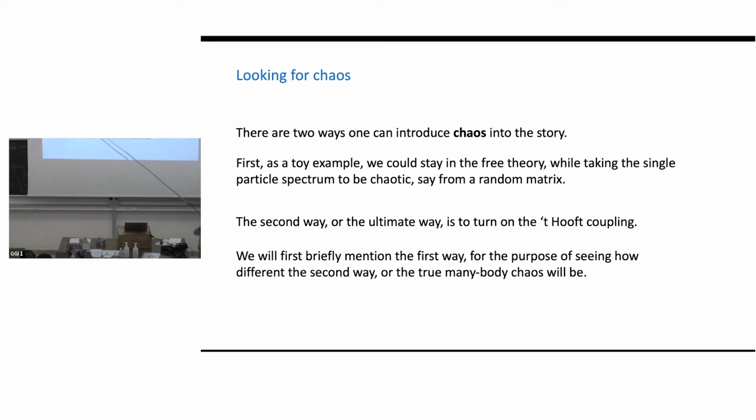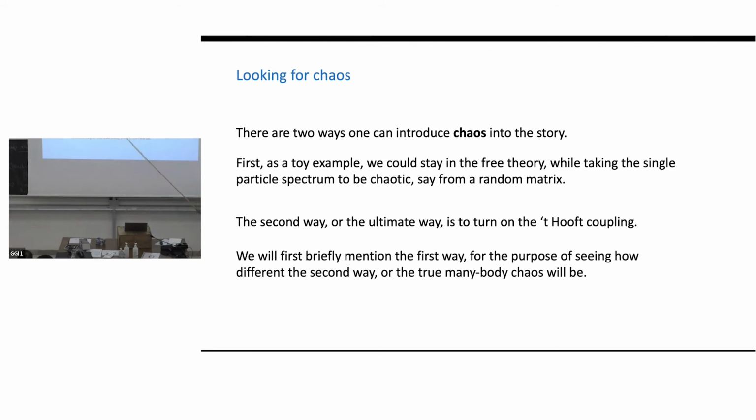So there are actually two ways that you can think of to add in the chaos. First, as a toy example, we could stay in the free theory, while we play a game and take the single particle spectrum to be chaotic, say from a random matrix, okay? So that's a toy example that you can do. Of course, the second way, or the ultimate way, is to turn on the 't Hooft coupling. So here I will first briefly discuss the first way, which is a toy example.